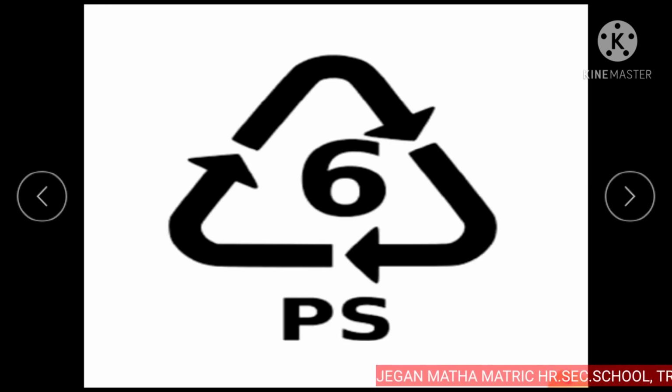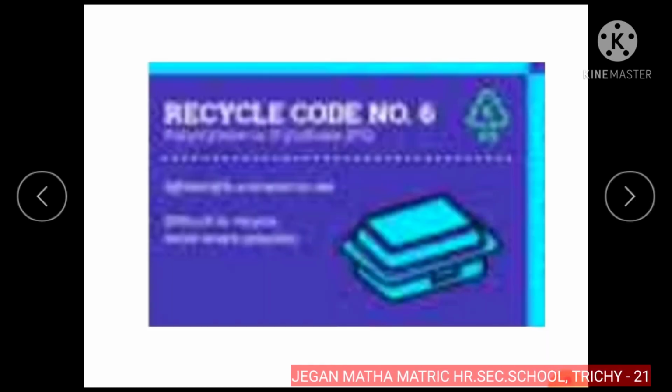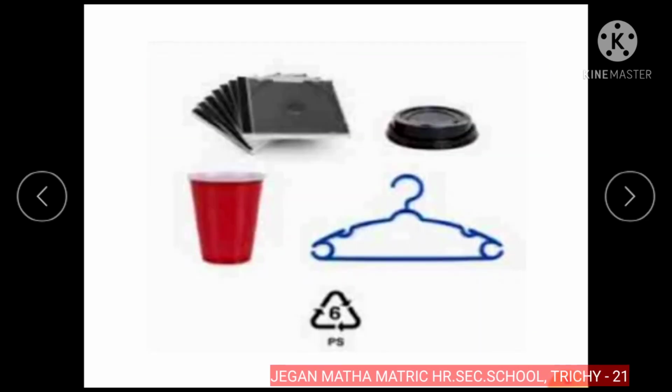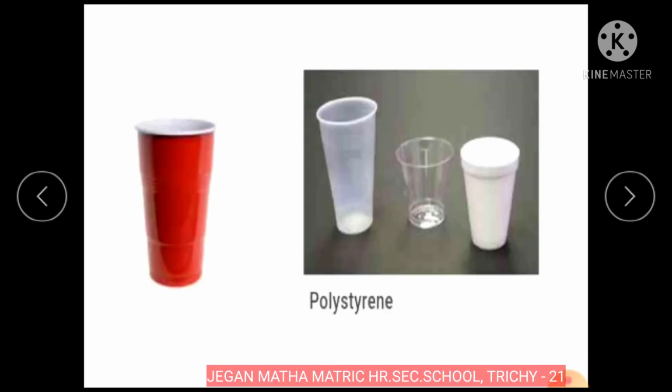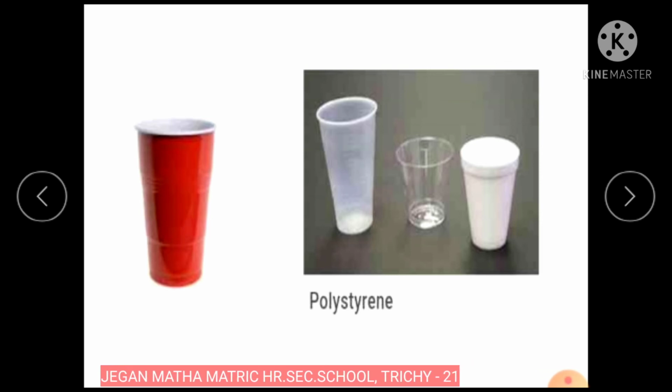Plastic resin code 6, polystyrene. Pens, rulers, throw away tea and juice cups, plates, cutlery and toys. One of the unsafe plastics as it has toxic chemicals. Most polystyrene in the world is made for one-time use, throw away food and drink packaging.